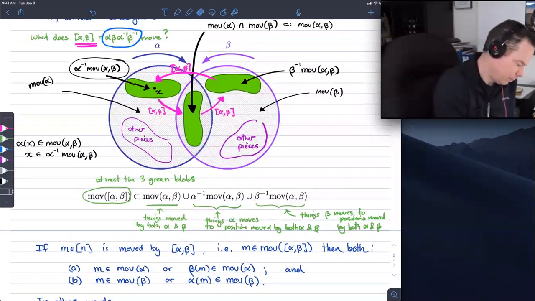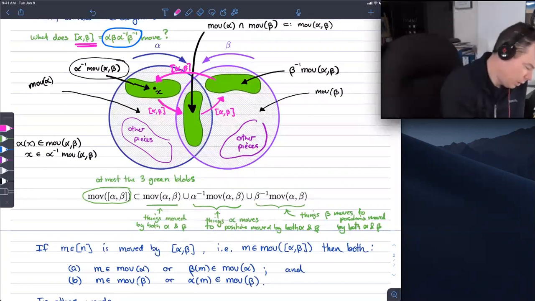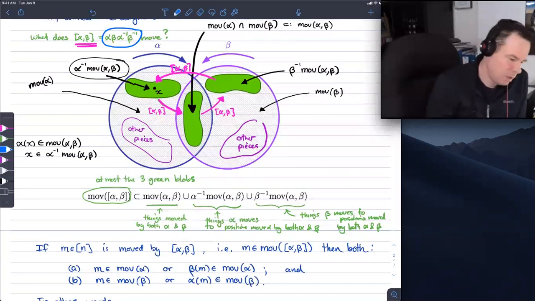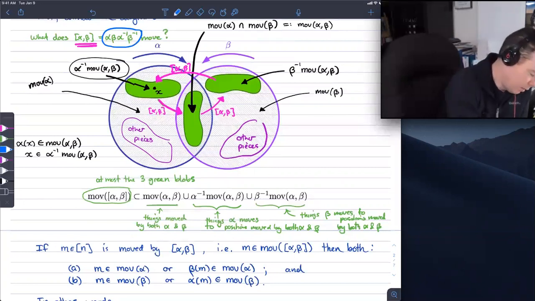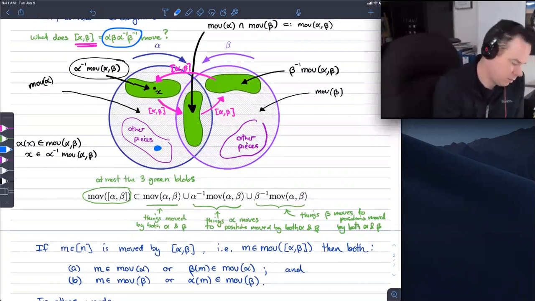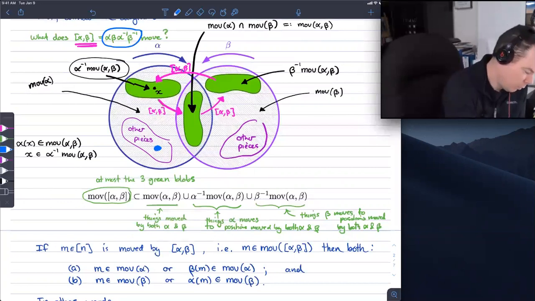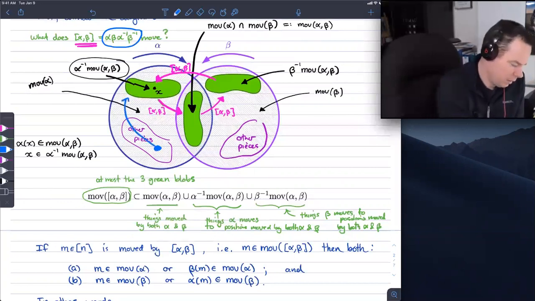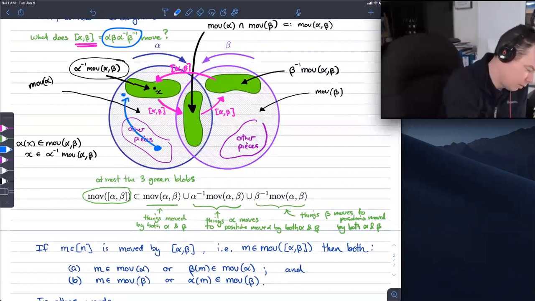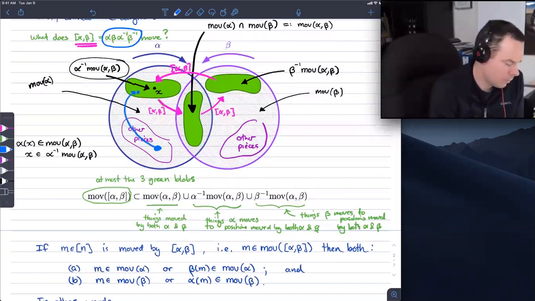Let's think about what's going on with each of these pieces. So I'm just going to let an arbitrary piece be something like this. So I'm in one of these other pieces. If I do an alpha move, that's just a rotation in this direction, and then it lands somewhere. I guess if we're being precise in that I've drawn all the pieces, it's either in one of these three green blobs. So then it rotates around, it lands in here maybe.